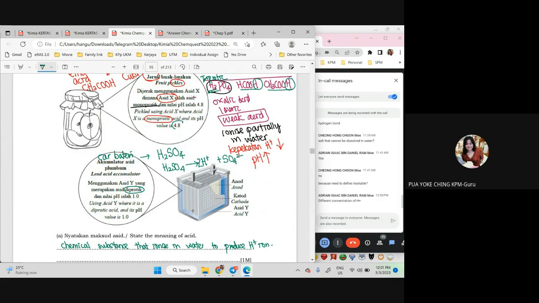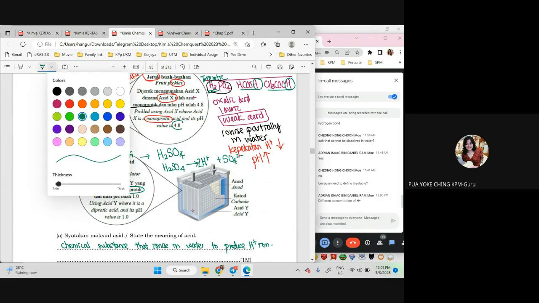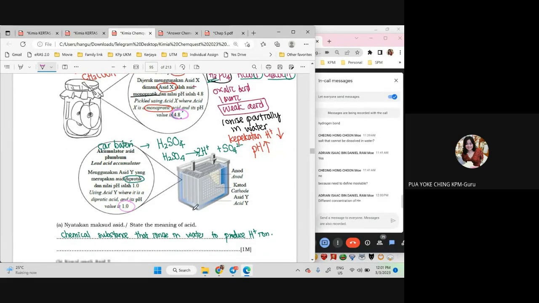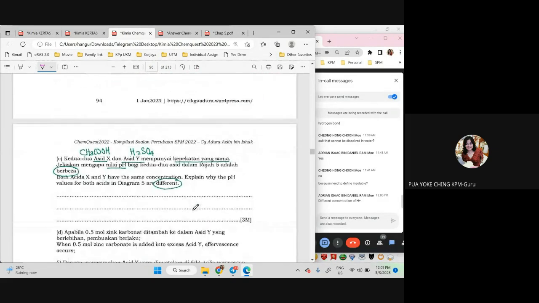Oh, this one 4.8. This one 4.8. This one 1.0. Okay, this is the difference. So why they're different? What is the difference? So you will write pH of acid Y is lower.